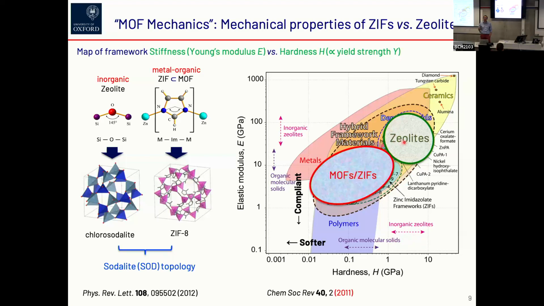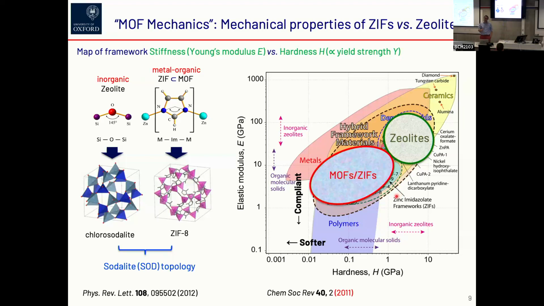Okay. So in the inorganic or ceramics zone, if you like, MOFs and ZIFs, they are at least an order of magnitude lower. So we are looking at things which are 1 to 10 gigapascals in terms of the modulus, and the hardness, again, hundreds of megapascals to about 1 gigapascal.